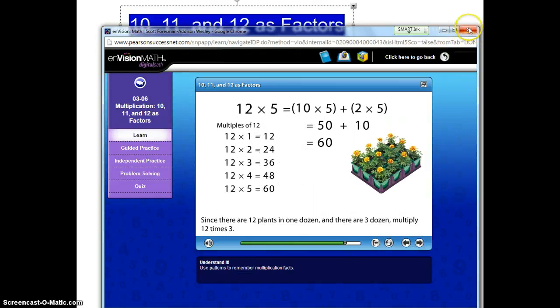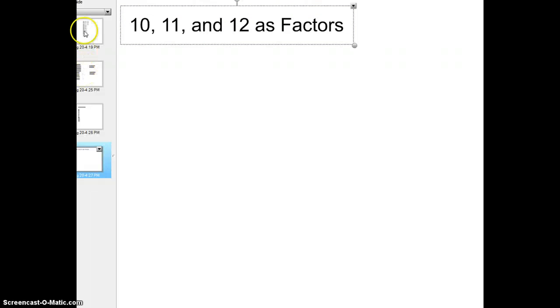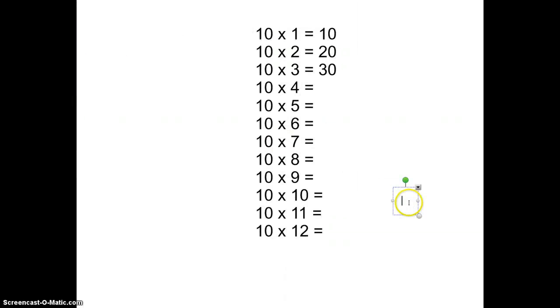Okay, here is what I would like for you to start writing down. You should already have this labeled at the top of your notebook. What I want you to do now is copy down in your notebook your tens. Copy all these down. I did the first 3 for you. I want you to copy them all down.